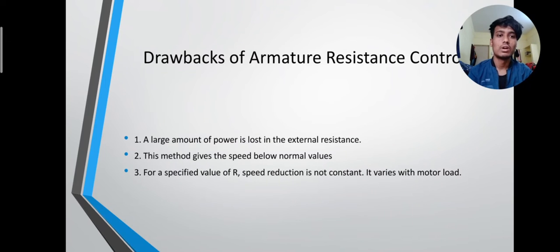Drawbacks of armature resistance control. The first drawback is that a large amount of power is lost in the external resistance. Second, this method gives speed below the normal value. Third, for a specified value of RE, the speed reduction is not constant; it varies with the motor load. The next point will be explained by Prathamesh Madi.